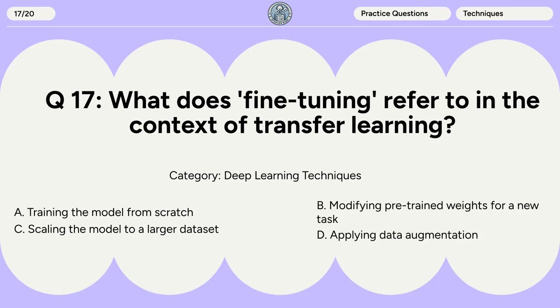Question 17. What does fine-tuning refer to in the context of transfer learning? A. Training the model from scratch. B. Modifying pre-trained weights for a new task. C. Scaling the model to a larger dataset. D. Applying data augmentation.